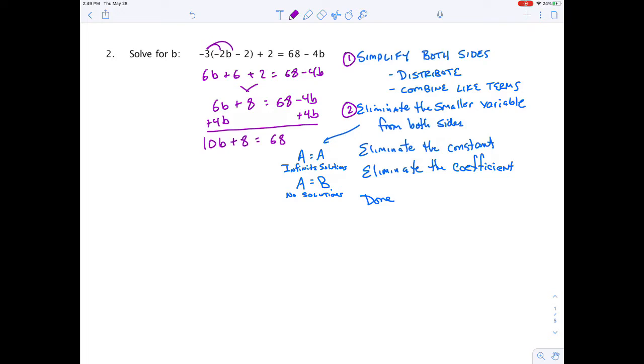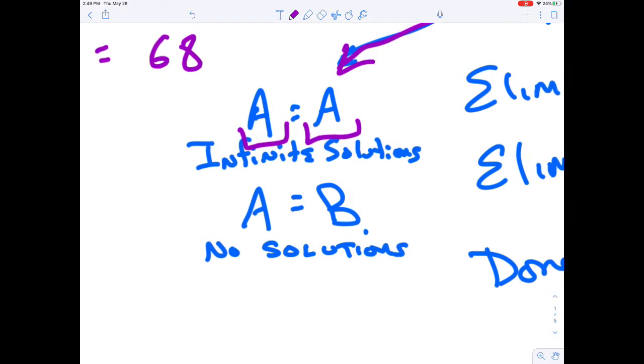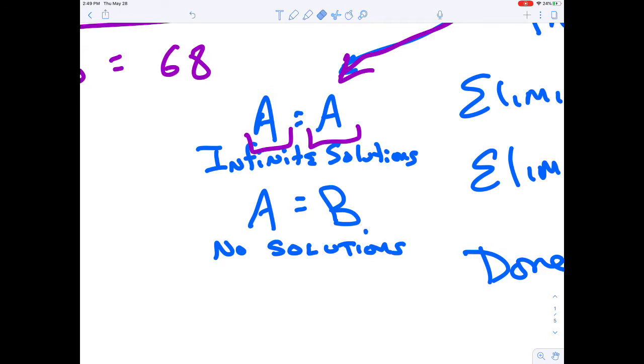And now we check for special cases. This does not have a special case, but I'll point them out here. The special case check is if you at this point have an item that equals itself. 5 equals 5, 10 equals 10, A equals A, something like that, then that is infinite solutions. That means the left and the right hand sides are always balanced, and they always will be, so you have an infinite number of solutions.